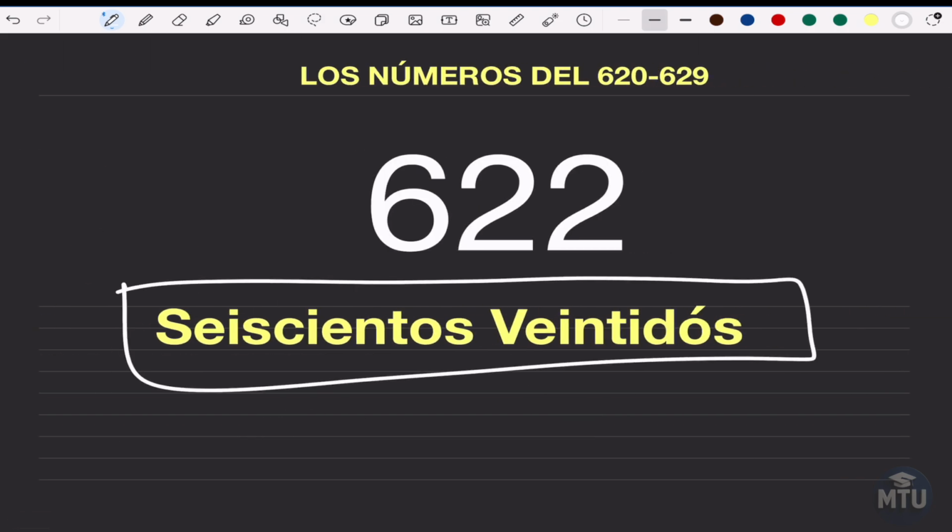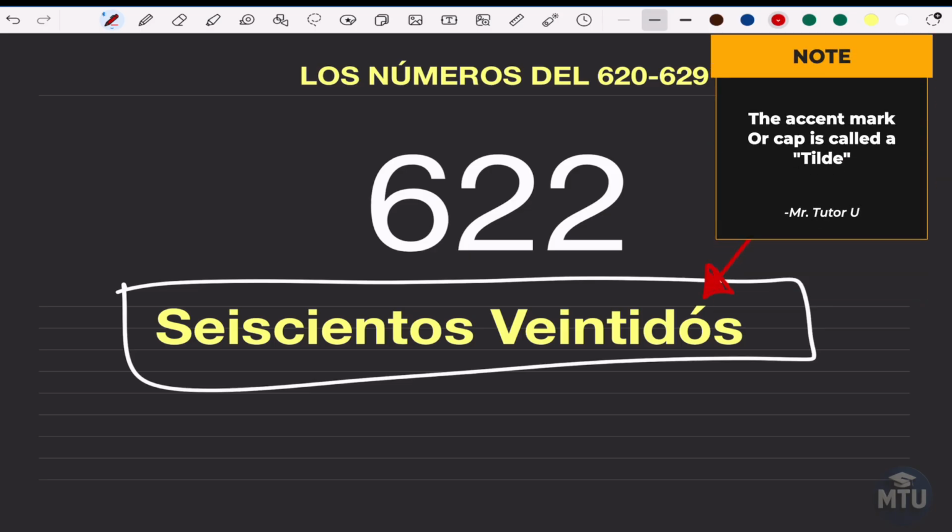622 is written like this in Spanish and it has a cap, an accent mark, a small hat, or whatever you want to call it, on the last O of the second word. Remember that when you're writing it. So, how do you pronounce this number? Well, 622 is pronounced Seiscientos.